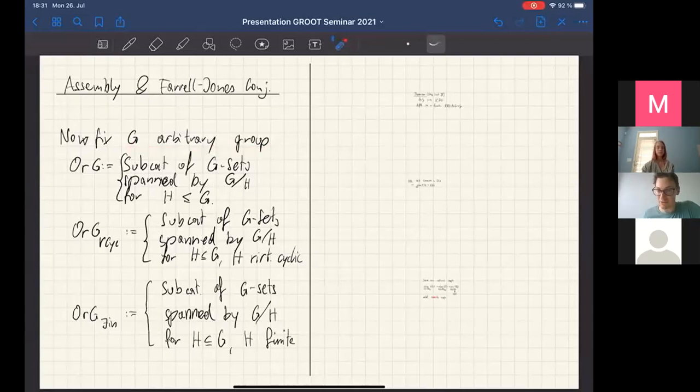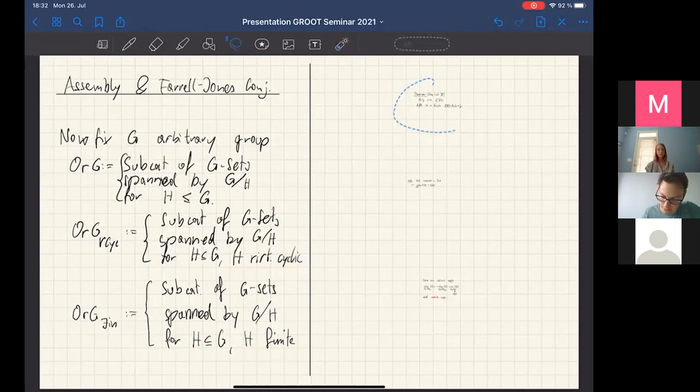Now G is an arbitrary group, but it's not finite anymore. Then there are three categories that are relevant for us, which is the orbit category of G, which is just: you look at G-sets and then you take only those G-sets that have transitive orbits, meaning they're isomorphic to G mod H for H a subgroup in G. And then you can define those subcategories by only allowing H to be virtually cyclic or H to be finite. You can do this with any class of groups, of course, but those will be the three interesting ones for us.